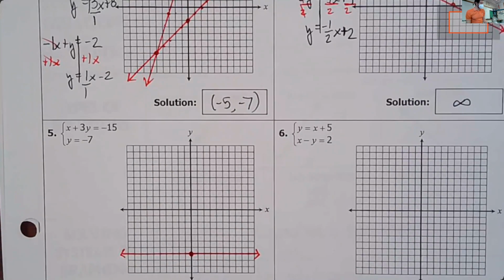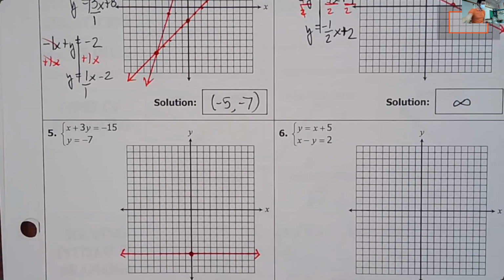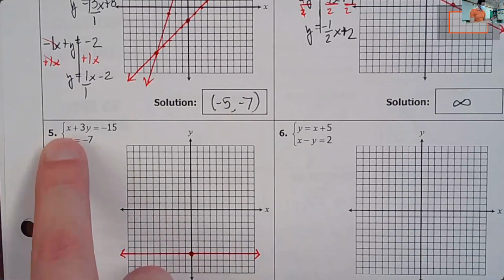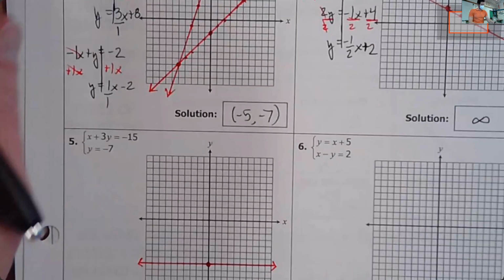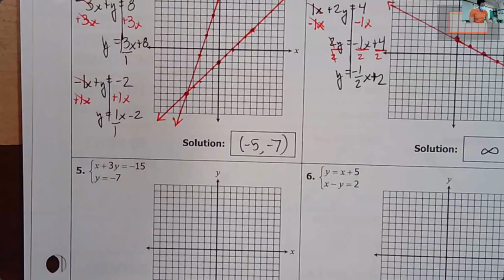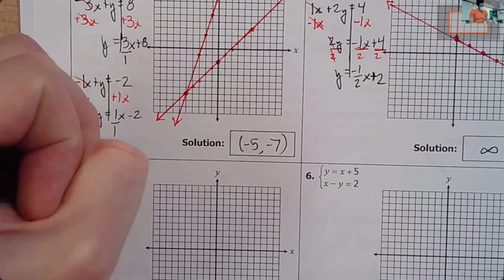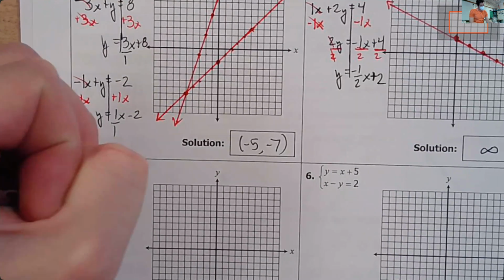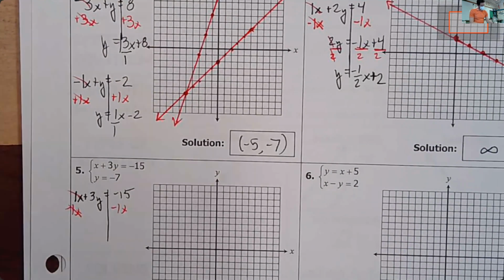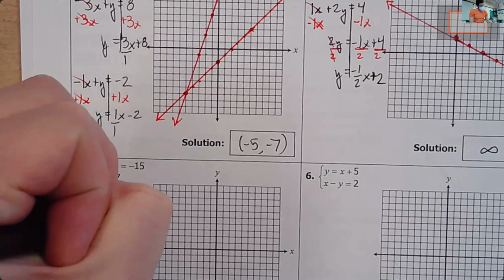The other line, we still have to get into slope-intercept form and then graph it, but we're already done with one of our two lines here. So this other line, x plus 3y equals -15. There's going to be a little bit of algebra to work on that one first. So I'm going to say 1x plus 3y equals -15. This one's going to take a couple of steps. We have to get rid of our x first. So -1x minus 1x. And that'll be 3y equals -1x minus 15.